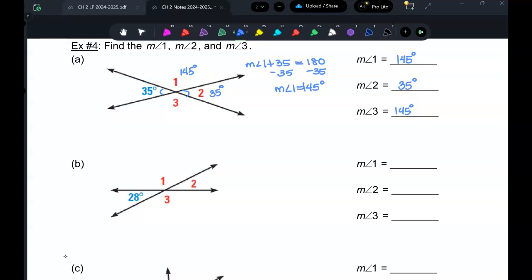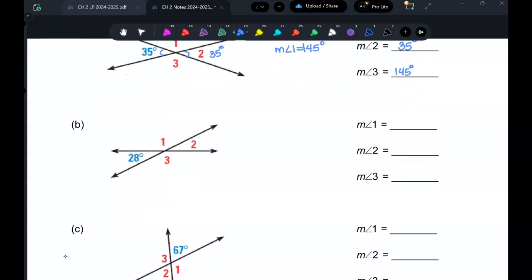Okay, did we? Joni, you said you had B, right? What'd you get for angles 1, 2, and 3? For angle 2, I got 28. 28, good. And angle 1 and 3, I got 152. 152 for 1. Because I did 28 minus. Yeah. Do we agree with that? 152?